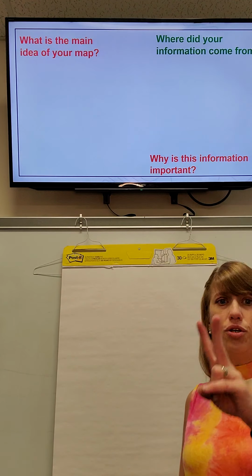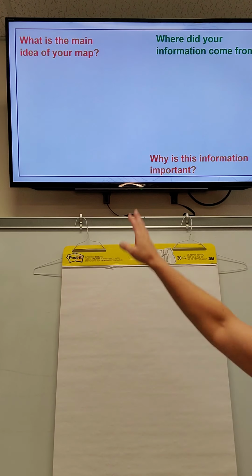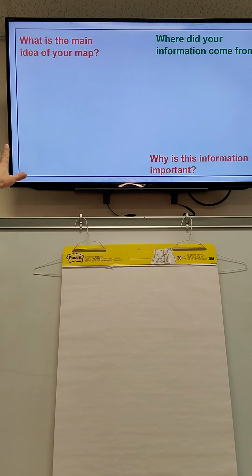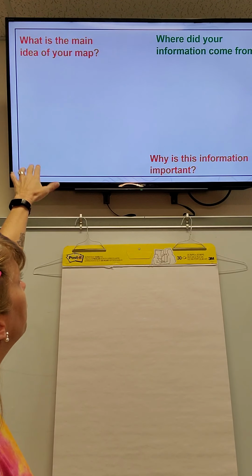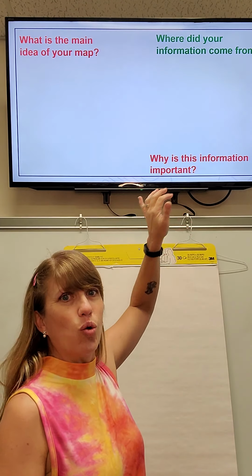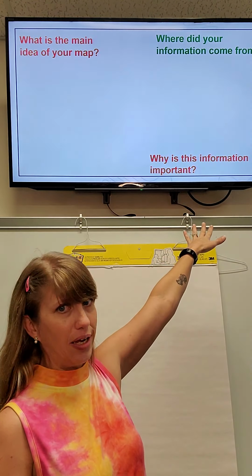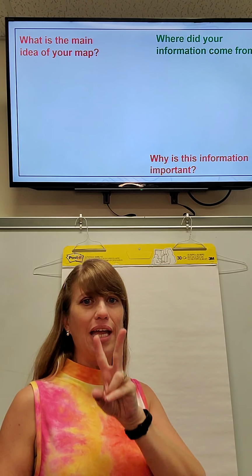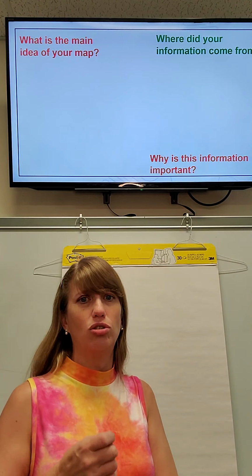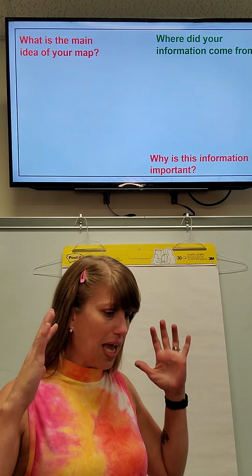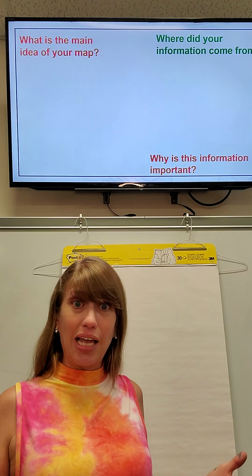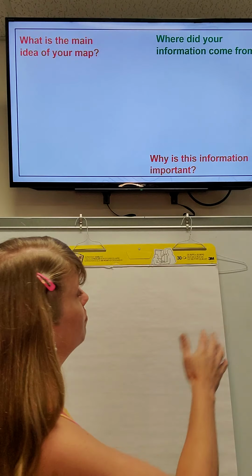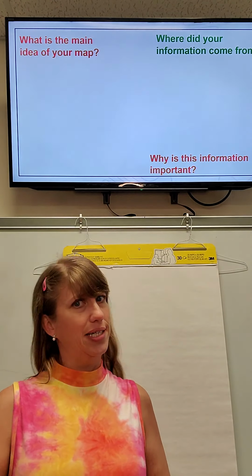So we have 2 colors we have to worry about, red and green. The top left, red, is the main idea of your map. So what is this map about? The bottom right is why is it important? Why do we care? Those are the two main things that you need to make sure that your kids are doing, because it will create information for them to hang information off of as they go through this map. What am I doing and why does it matter?